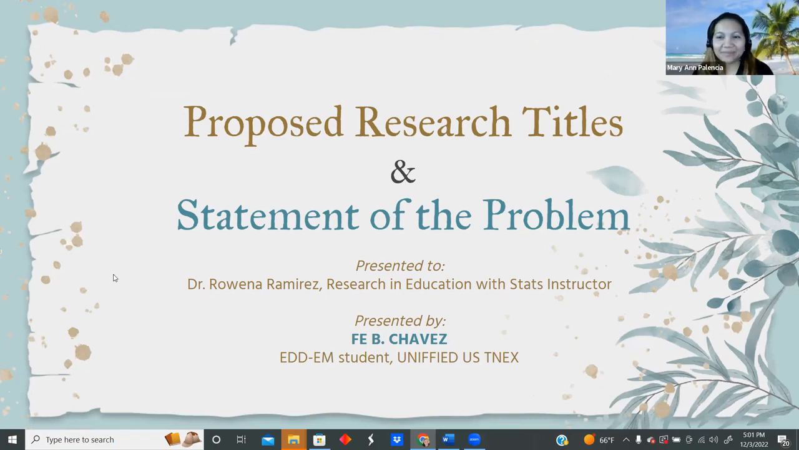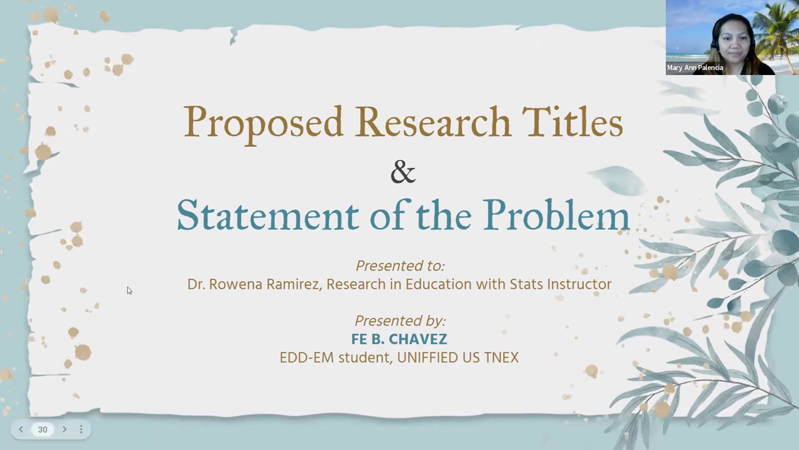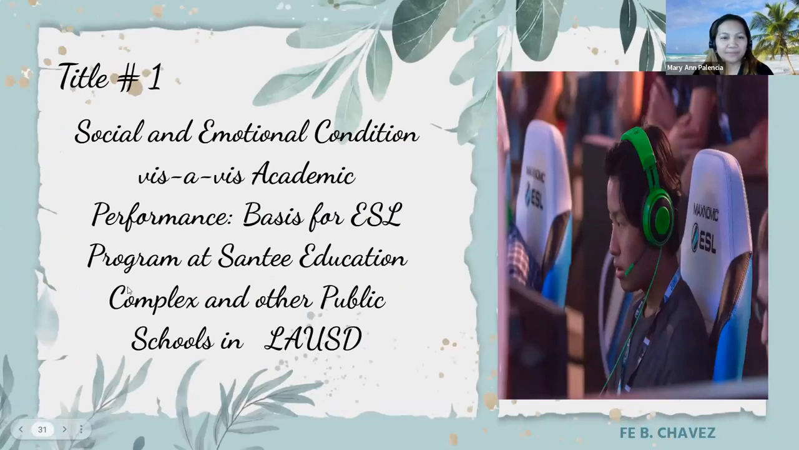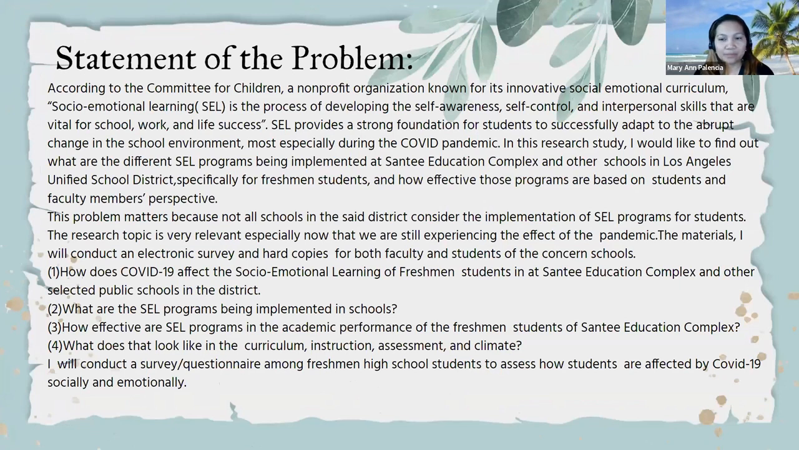Okay, so the first title that I have, Mary Ann, if you can please change it, is social and emotional foundation vis-a-vis academic performance, a basis for SEL program at Santee Education Complex and other public schools in LAUSD. So the statement of the problem: according to the Committee for Children, a nonprofit organization known for its innovative social emotional curriculum, socio-emotional learning is the process of developing the self-awareness, self-control, and interpersonal skills that are vital for school, work, and life success.